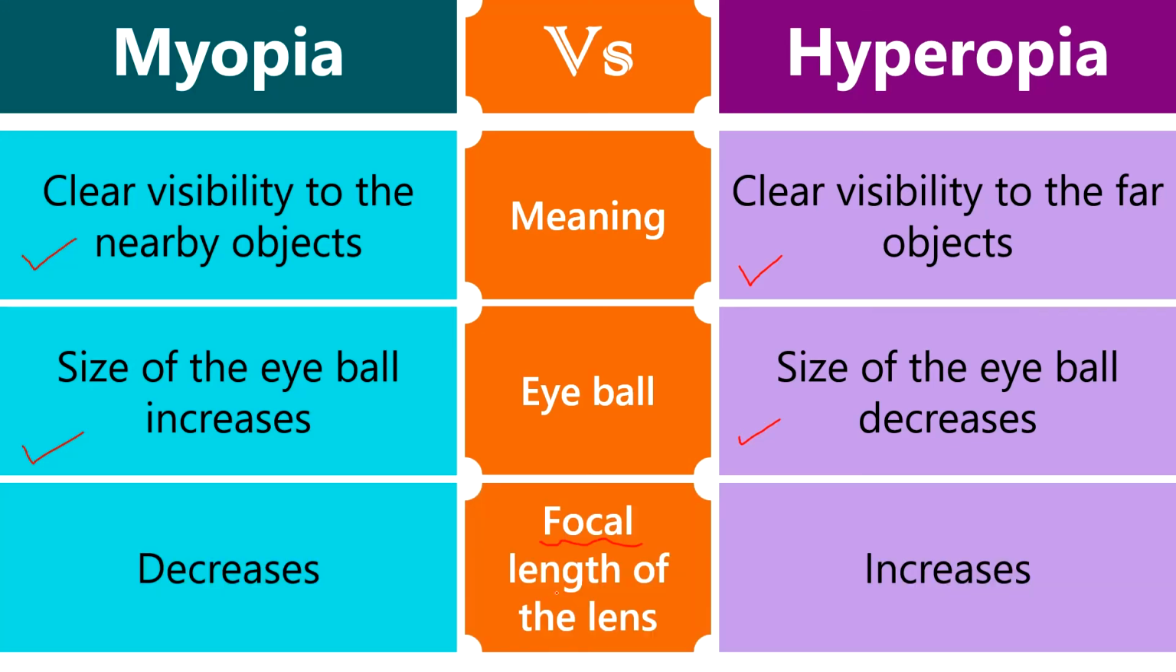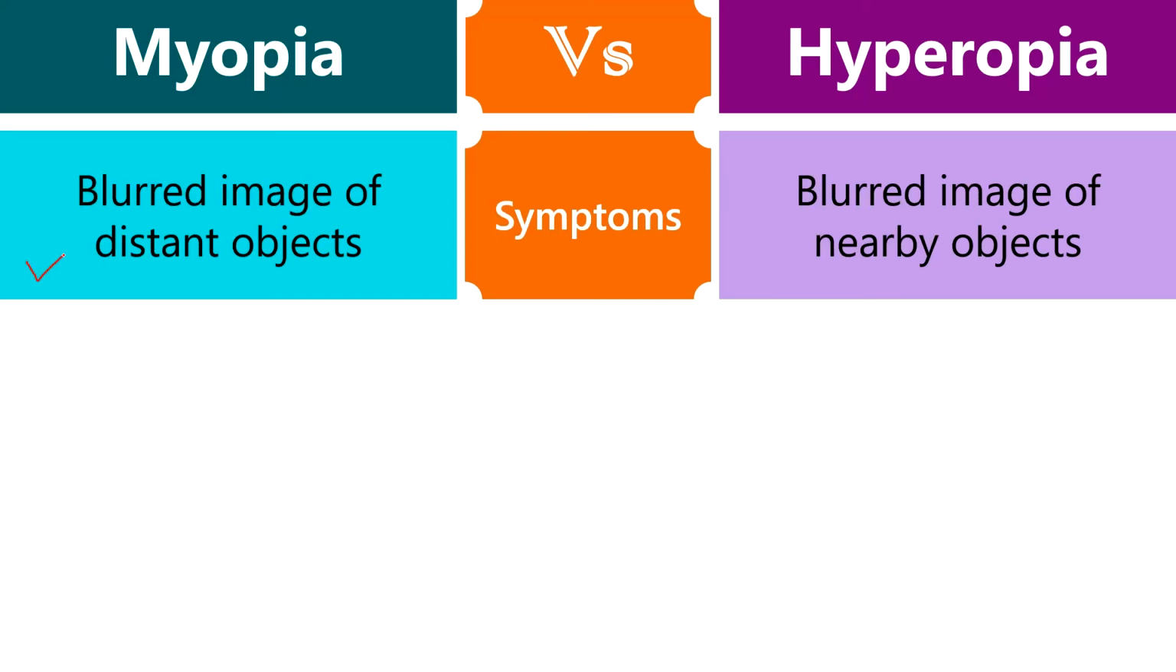Then the focal length of the eye lens is inversely proportional to the size of the eyeball, which means when the size of the eyeball increases, the focal length will decrease, and when the size of the eyeball decreases, the focal length will increase. So in myopia, the focal length of the eye lens decreases due to the elongated eyeball, while in hypermetropia, the focal length of the eye lens increases due to the compressed eyeball. In myopia, the distant objects appear blurred, whereas in hypermetropia, the nearby objects appear blurred.